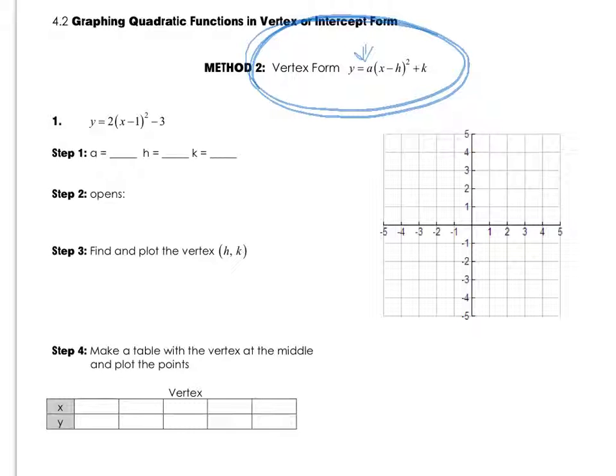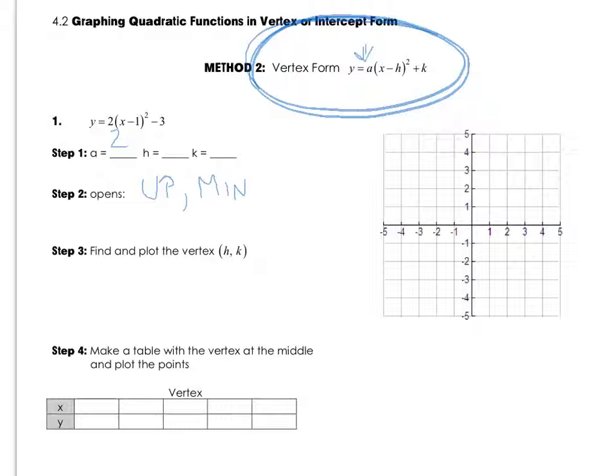The reason this is called vertex form is because this tells us what the vertex is just by looking at it. We don't have to do the whole negative B over 2A thing to figure that out. So with this first one, let's go ahead and identify our A value, which is 2. Because A is 2, that tells us it's going to open up, which means it's going to have a minimum value.